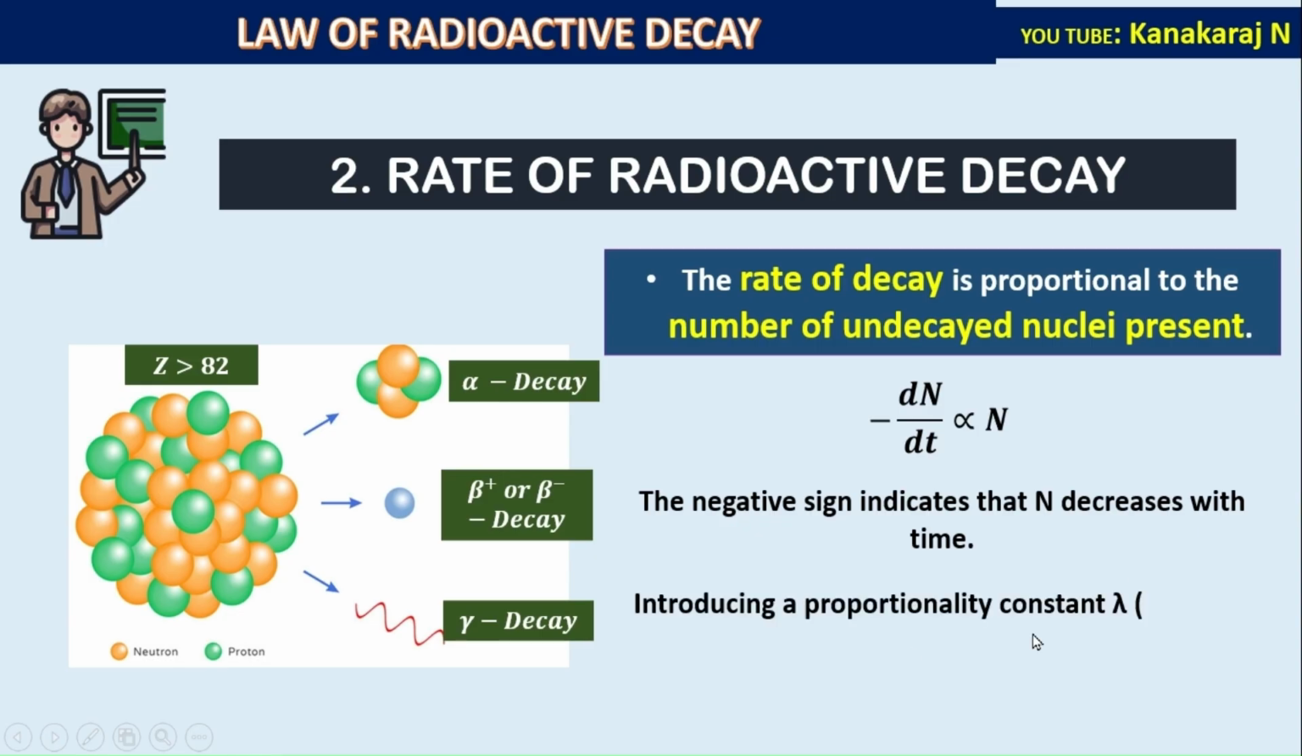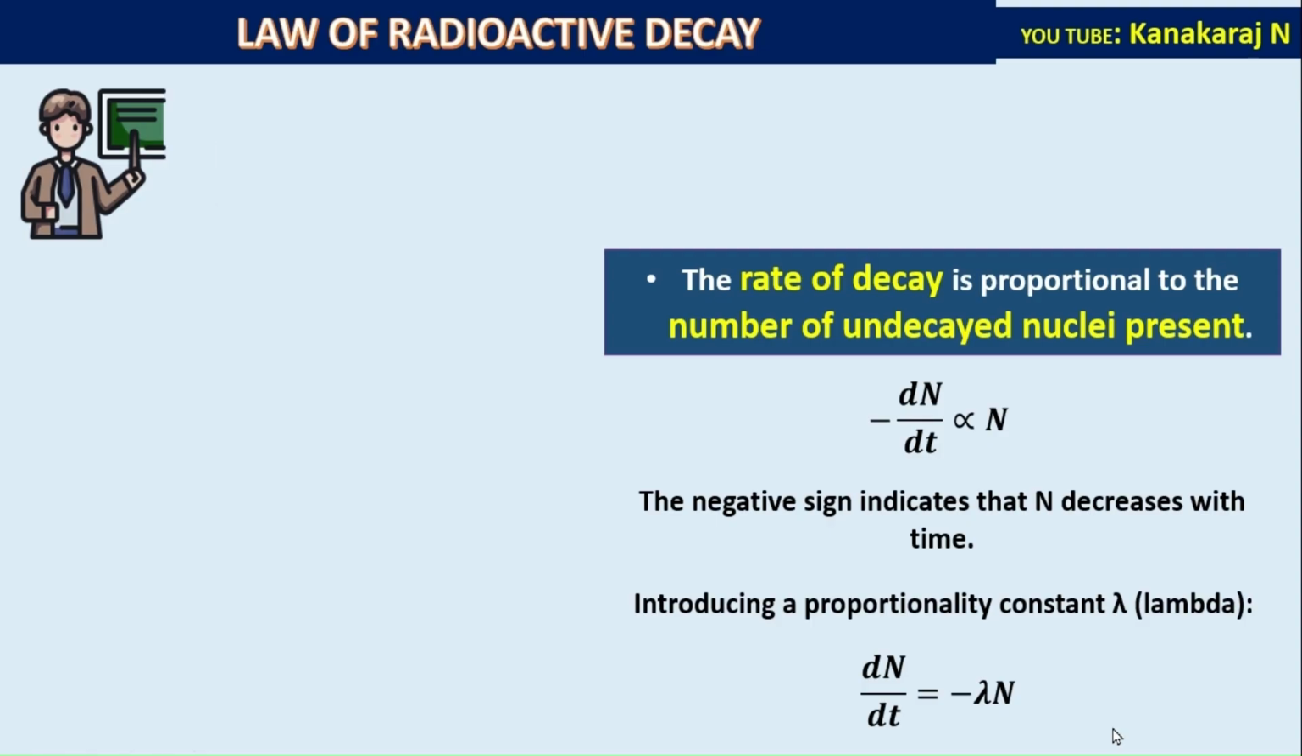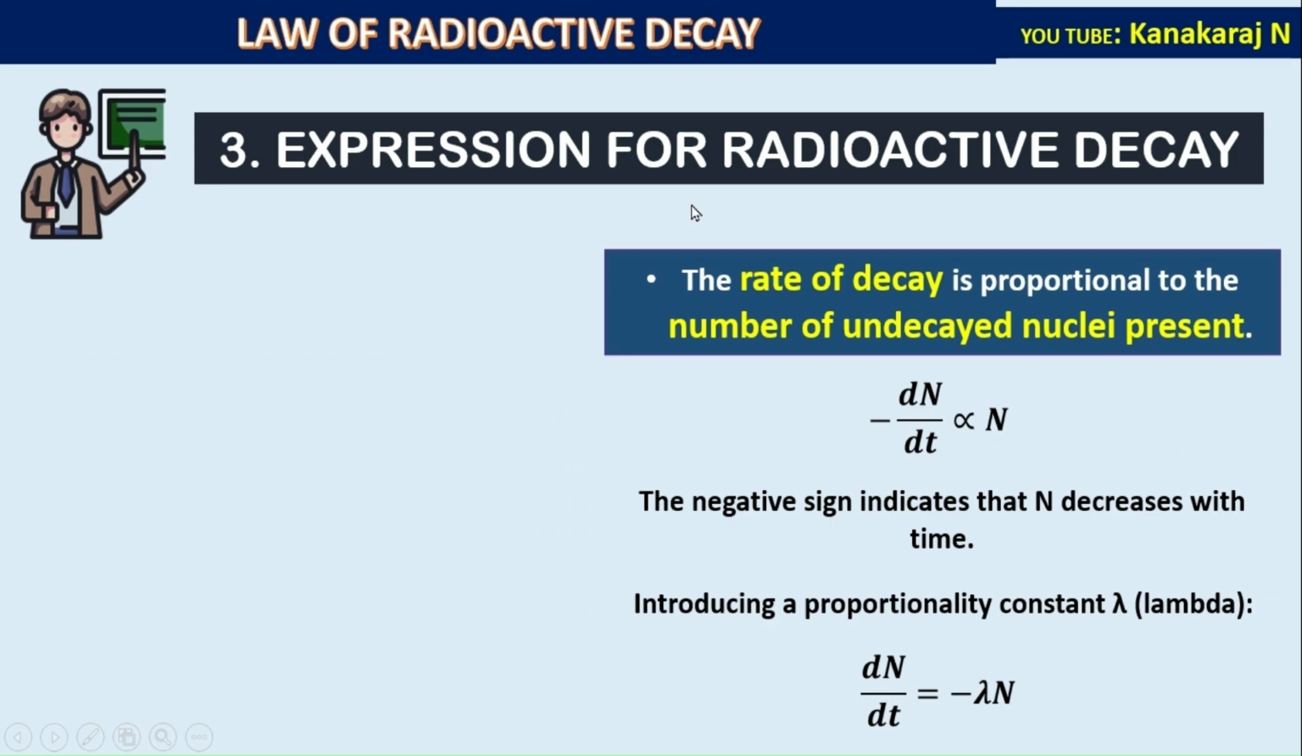Introducing a proportionality constant lambda, we get dN upon dt equals minus lambda N, which is the radioactive law. Expression for radioactive decay. Let's rewrite this equation: dN upon dt equals minus lambda N. Let us rearrange a few terms to go for integration. So we get dN upon N equals minus lambda dt.